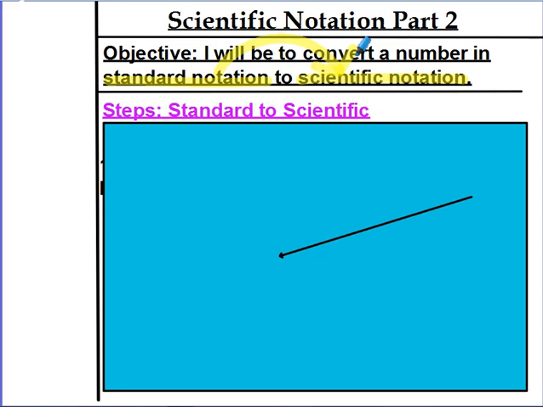As you recall, standard notation is just the normal way we write a number, but scientific notation is a special way of writing a number where we multiply by a power of 10. So we're going to be again converting from a regular number to scientific. So here are our steps. Make sure you write these down in your spiral.